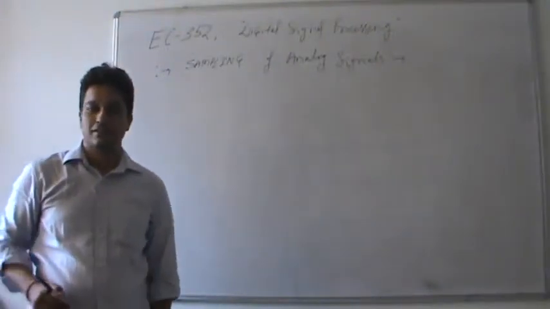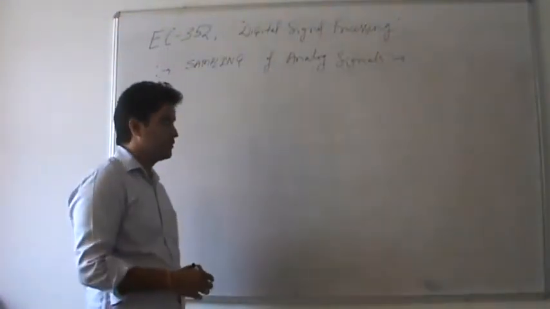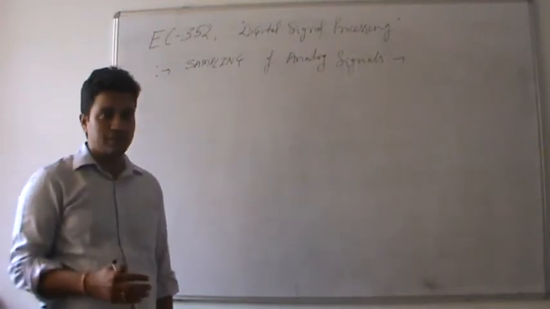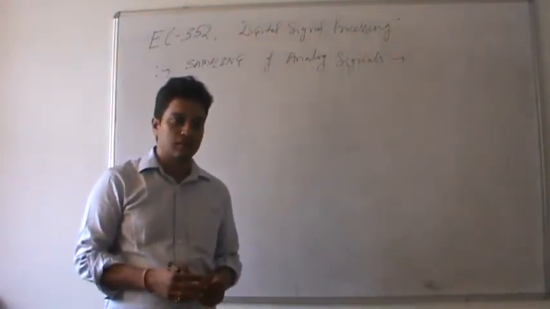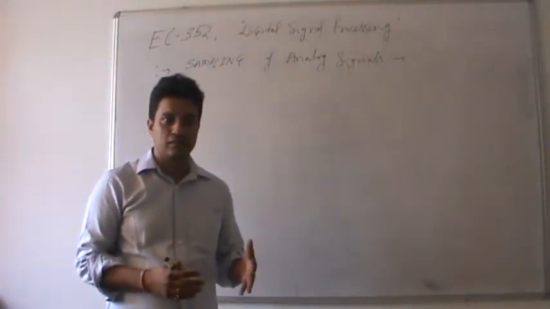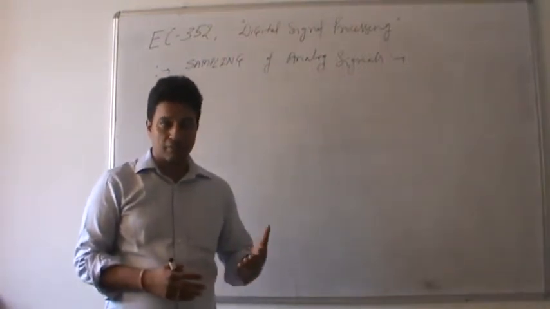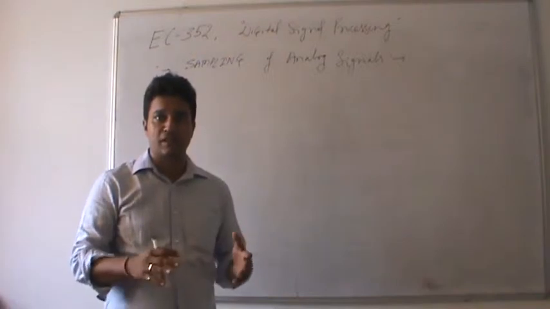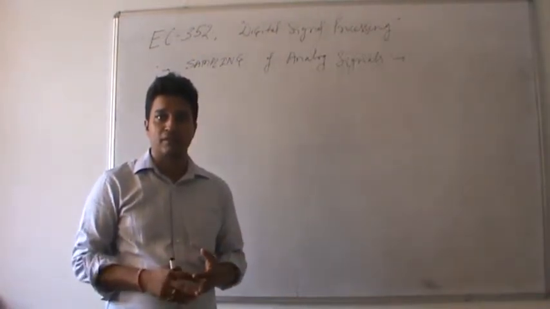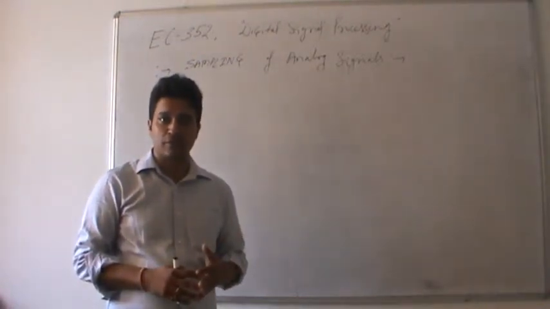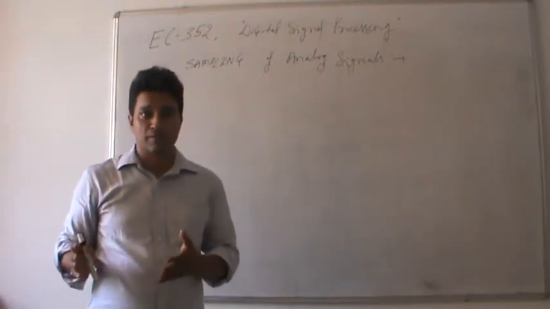Good afternoon. In the last class, we were learning the introduction to digital signal processing: what is a signal, classification of signals, different types of systems, characteristics of systems, something about analog and digital and discrete signals, the linearity property of systems, and causal and non-causal systems as well as signals.